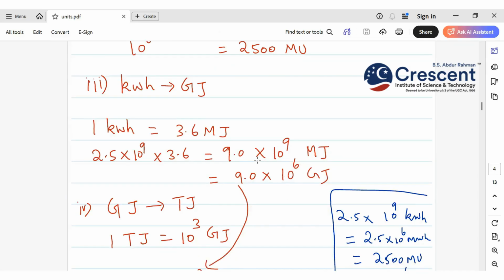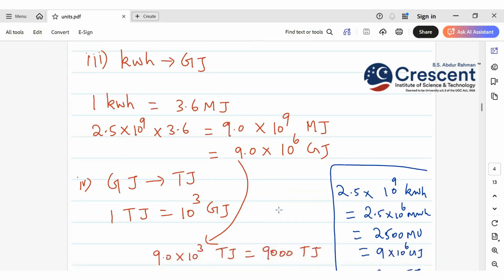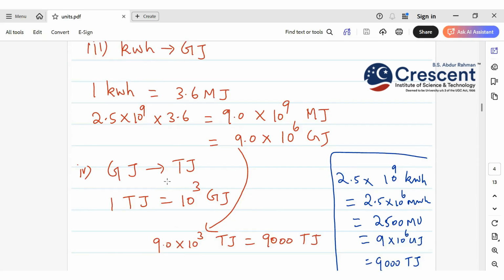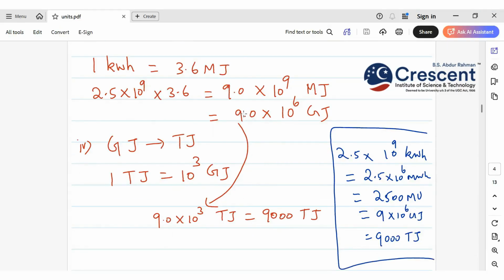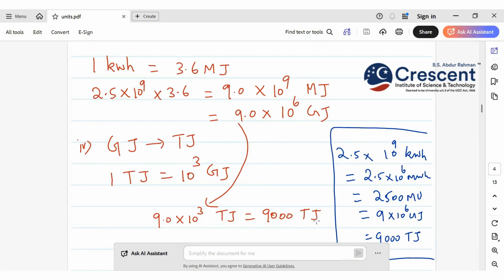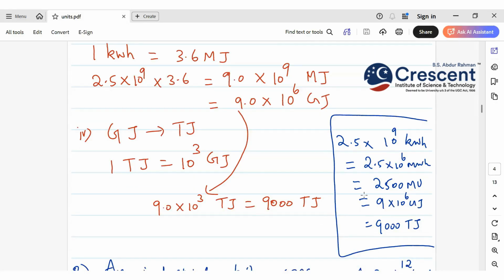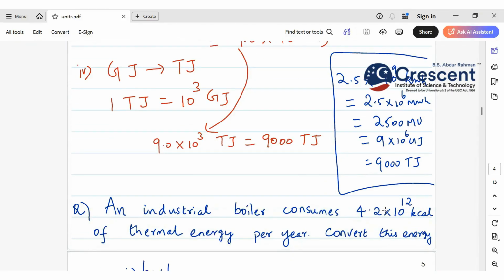You can represent it as 9 into 10 power 9 megajoules or 9 into 10 power 6 gigajoules. So next is gigajoules to be converted into terajoules. As we know, 1 terajoule is equal to 10 power 3 gigajoules. So from this we can directly take 9 into 10 power 3 terajoules, which can also be written as 9000 terajoules. Okay, so the simplified explanation is given on the right hand side also.